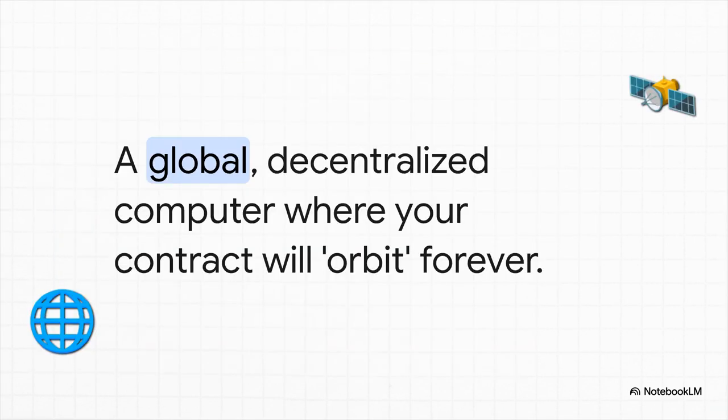And where's the satellite headed? To the Ethereum blockchain. Now, try to picture Ethereum as this single massive computer that isn't in one place. It's run by thousands of people all across the globe. Nobody owns it, which makes it the absolute perfect place to send our satellite. Because once it's up there, it's just going to orbit forever, completely on its own.